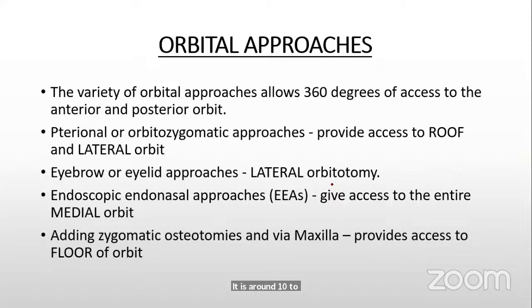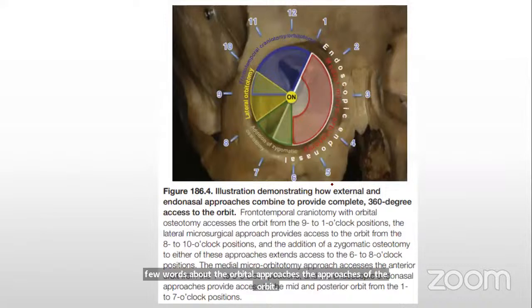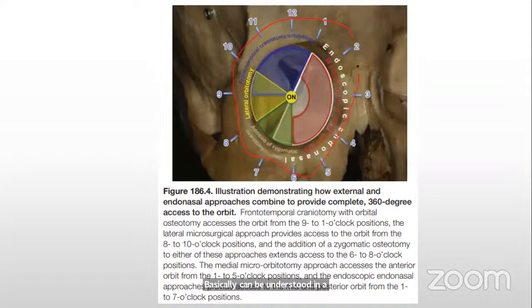A few words about the orbital approaches. The approaches to the orbit basically can be understood in a way that there is a 360-degree approach to the orbit. Like we can have medial orbitotomies, superior lateral orbitotomies, and the inferior orbitotomies.